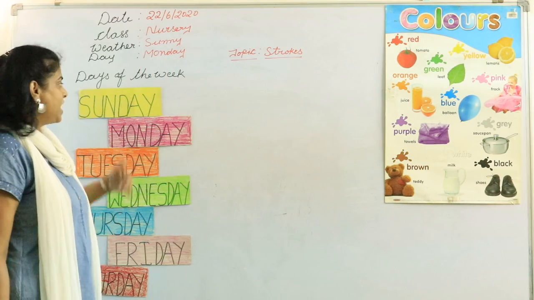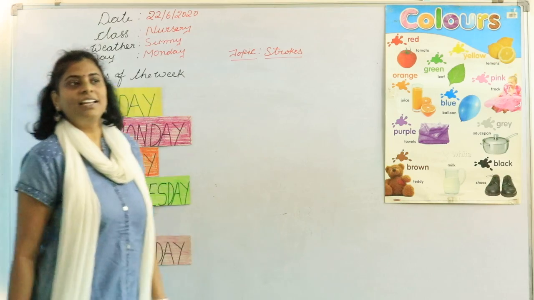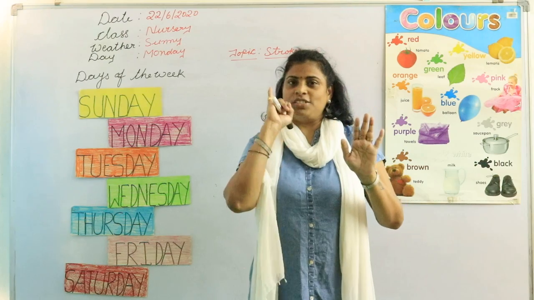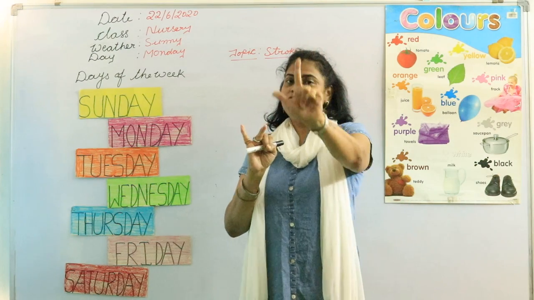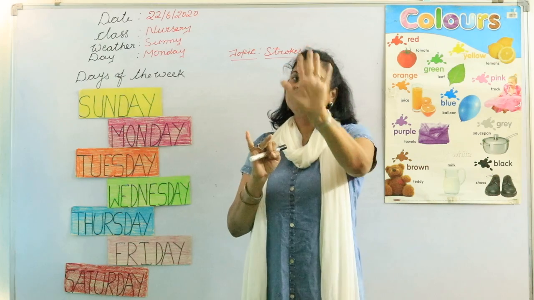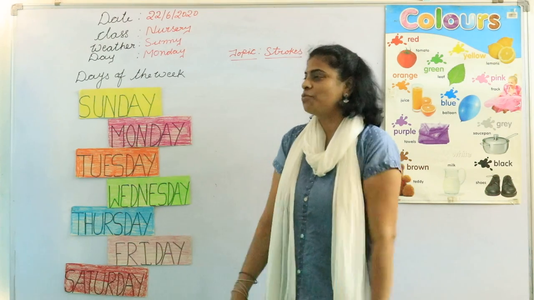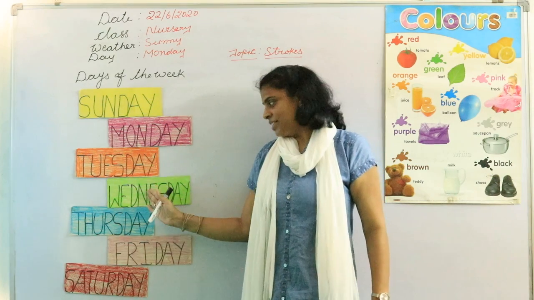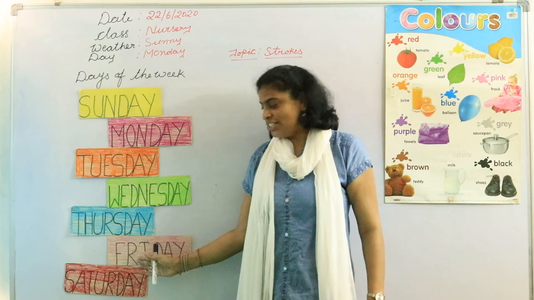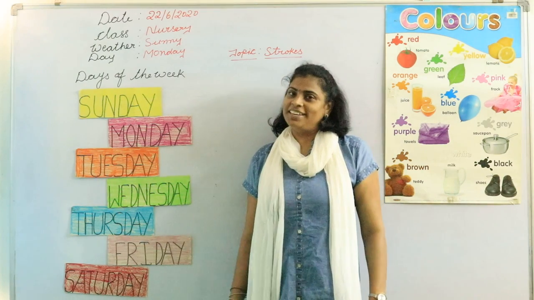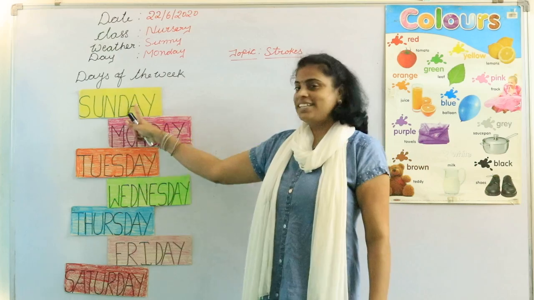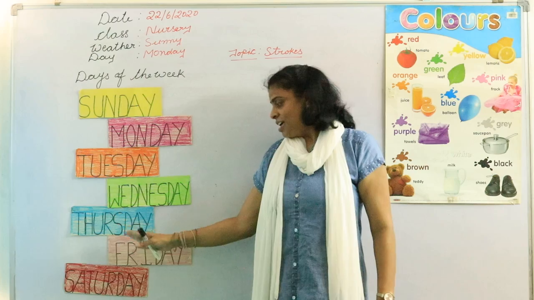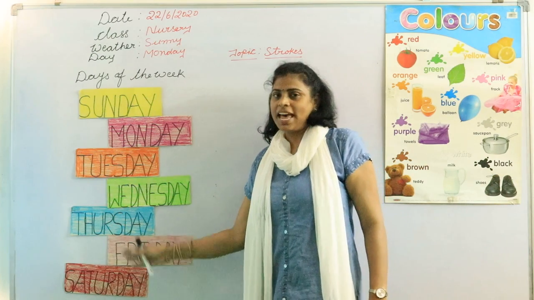Let us learn some days of the week. How many days are there in a week? 7 days. 1, 2, 3, 4, 5, 6, 7. 7 days in a week. What are they? Sunday, Monday, Tuesday, Wednesday, Thursday, Friday, and Saturday. Yes, once again, Sunday, Monday, Tuesday, Wednesday, Thursday, Friday, and Saturday.